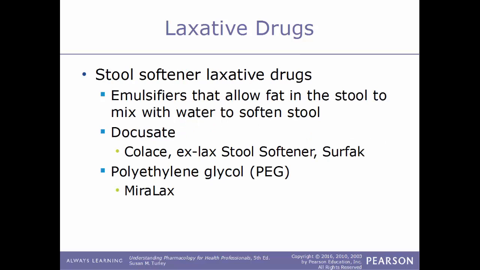Another type of laxative drugs are stool softeners. These are emulsifiers that allow fat into the stool to mix with the water to help soften the stool. An example of this would be docusate, which is sold under the trade name Colace or X-Lax stool softener or Surfak. Another type would be polyethylene glycol or PEG, and that's sold under the trade name of Miralax.